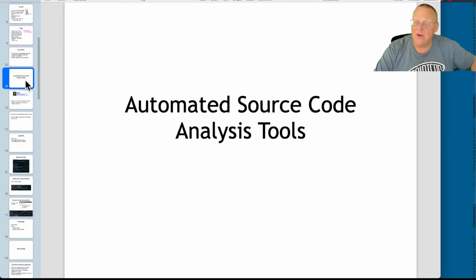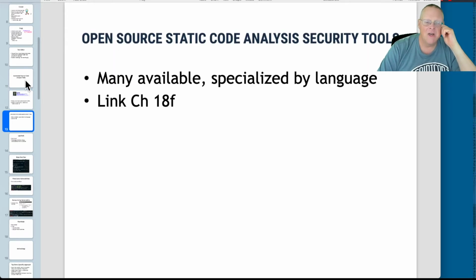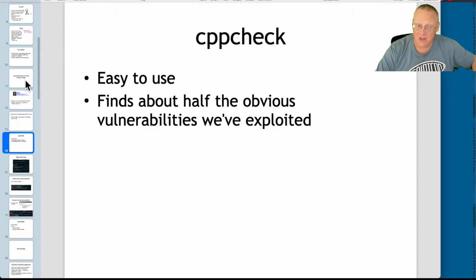And there are others, tools that may do a lot more to help you. Like Splint is one that was supposed to be a way to do static checking of code, but very badly out of date. And there are a lot of others, typically specialized by language, which makes sense. I mean, every language would require its own specialized tool, logically.